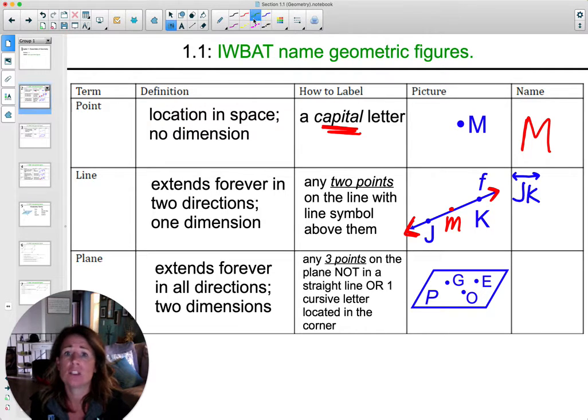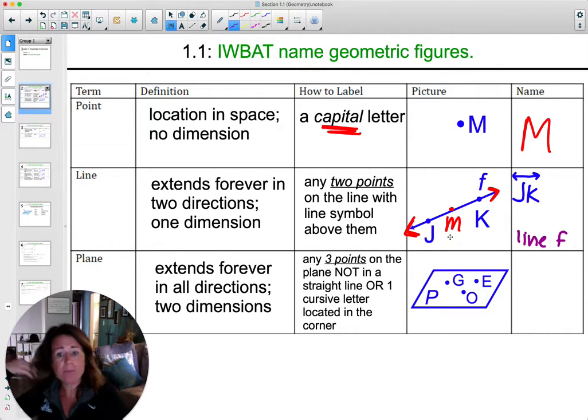What you cannot do is use all 3. So this is not good. That's unacceptable, so don't do that. And don't just use 1 letter or 1 point. You can actually use 1 letter as long as it is a lowercase italicized letter. Another way we can name this line is to say line F. So I'm going to delete this out of here, but you could call it line F as well. So line JK or line F. Again, italicized lowercase if you're naming it with 1 letter.